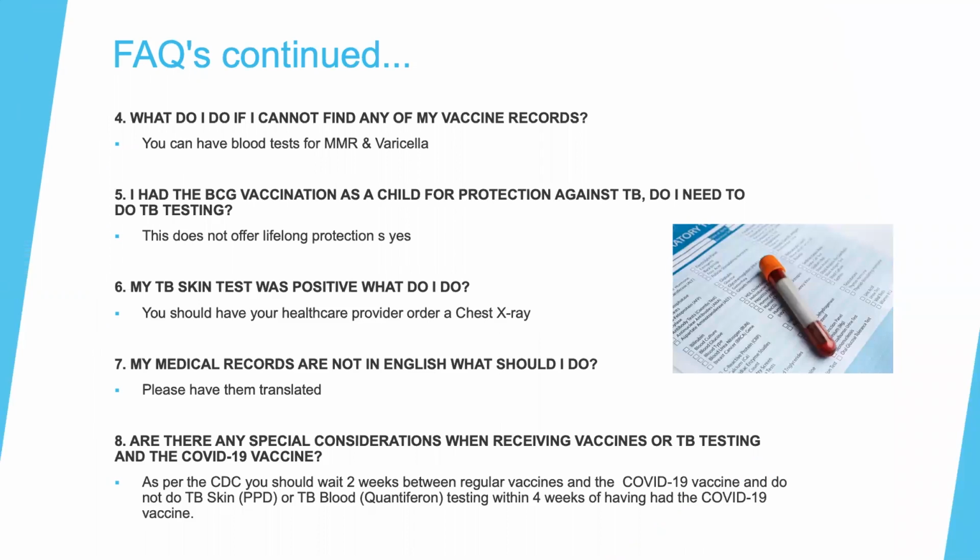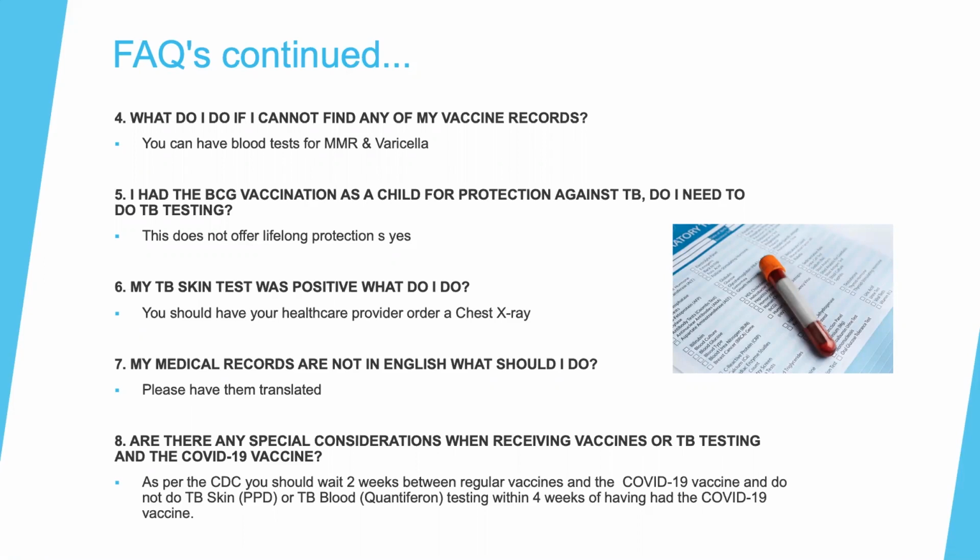If you can't find any of your vaccine records, one option is to go to your health provider and request a blood test for MMR, measles, mumps, rubella, and varicella. Immunity can be tested in that way for those vaccinations, but Tdap and meningococcal are not able to be tested for, so you may need to get a repeat of those. Many people in other parts of the world have had what's called a BCG vaccination as a child to protect against tuberculosis. And even if you've had this vaccine, you do need to get TB testing. It does not offer lifelong protection from tuberculosis.